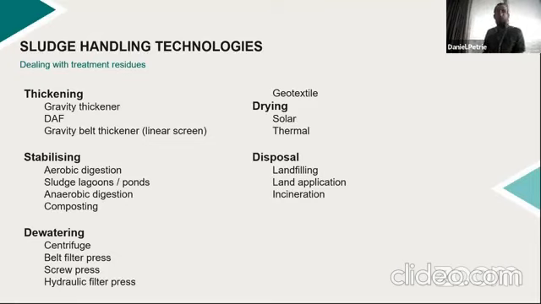You have dewatering processes, which are really intended to squeeze out as much water as you can. And those include centrifuges, belt presses, screw presses, even hydraulic filter presses, and the kind of geotextile sock filters that Zebra Tube is supplying. You've got drying processes, which might be passive using solar energy or might require imported energy. And then you've got really limited options in terms of disposal.